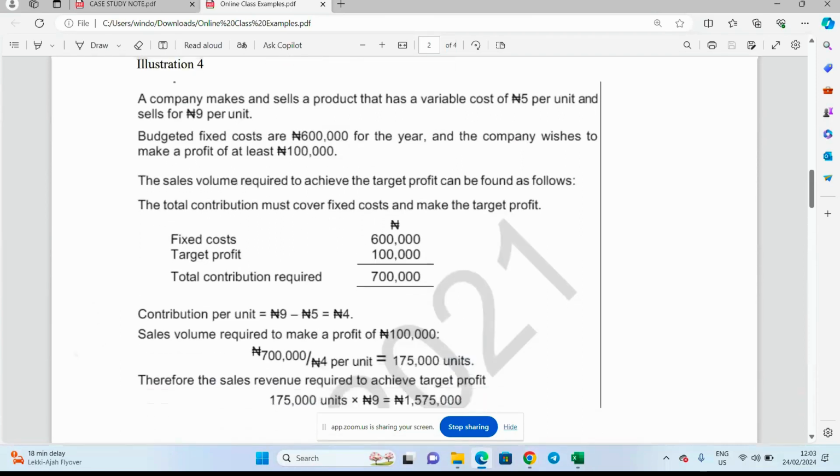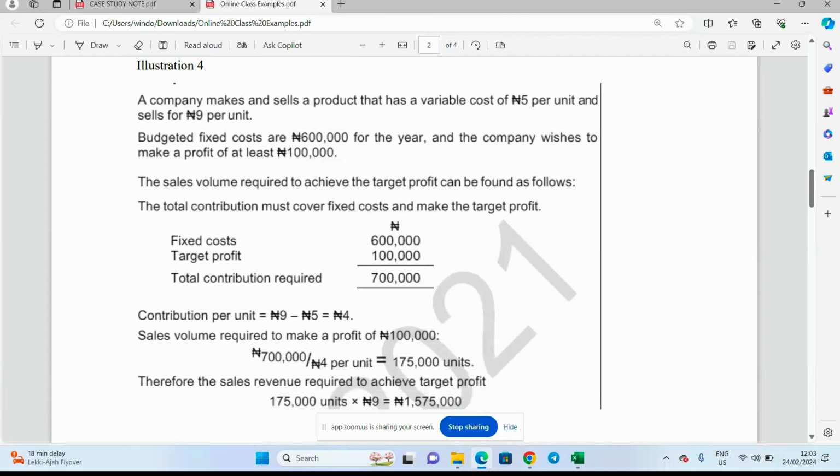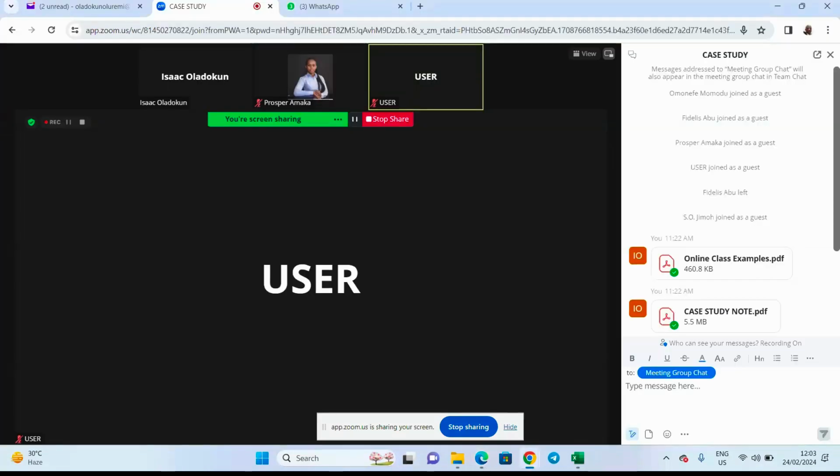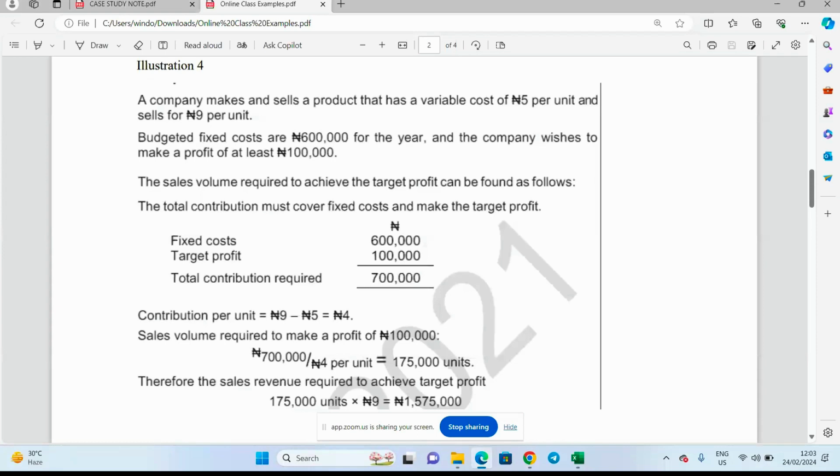Now, a company makes and sells a product, variable cost is 5 naira, selling price is 9 naira. What is contribution per unit? Can you tell us contribution per unit in this scenario? Okay, Amaka, can you please tell us what's the contribution per unit in this scenario? Okay, so let me do the calculation. Contribution. You have variable cost, you have selling price. So the contribution per unit will be how much?